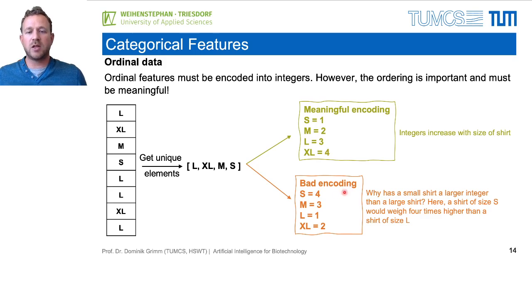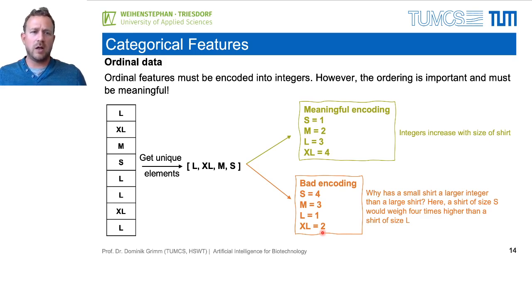A bad encoding would be, for example, if we say S is 4 and L is 1 and so on, because there we don't know what these integers mean. So why, for example, has a shirt of size S a higher value than a shirt of size L? And this also would indicate that, for example, a shirt of size S would weigh 4 times higher than a shirt of size L. So this encoding doesn't make any sense and would mislead our machine learning model, and we can't learn anything, or we might learn spurious or wrong connections that are not useful at all.